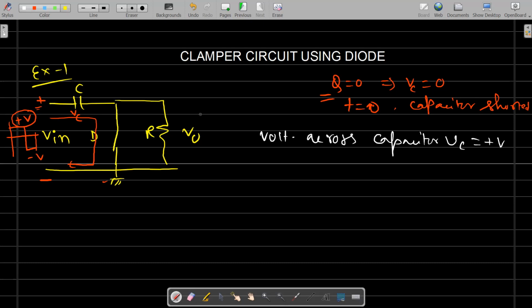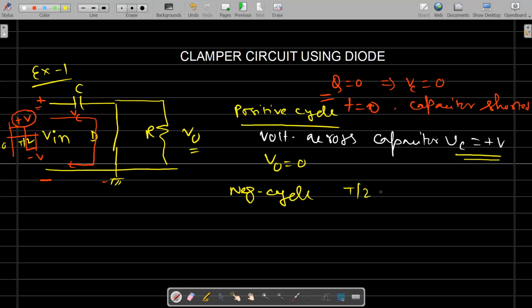Of course the output V0 will be 0. So here the output we are getting, V0, will be 0. This is the situation for the positive cycle, that means for 0 to T by 2, the positive half cycle. So the output we are getting is 0 and the voltage across the capacitor is equal to plus V.